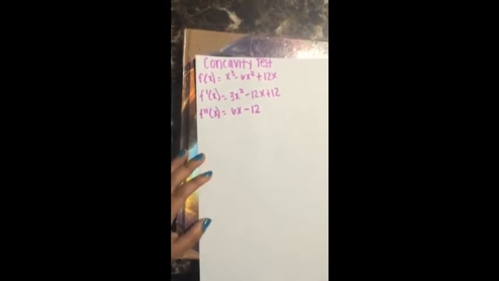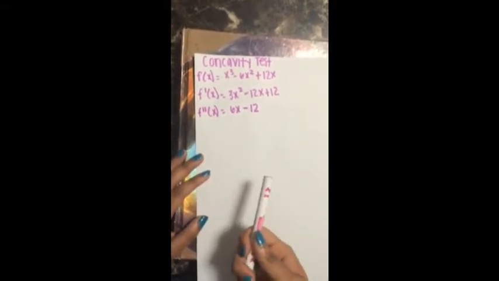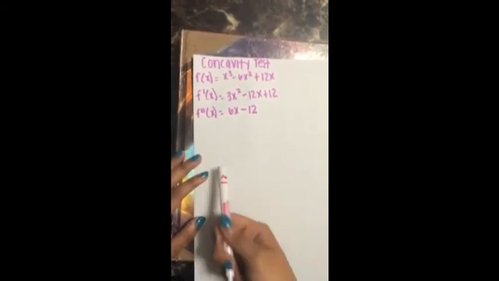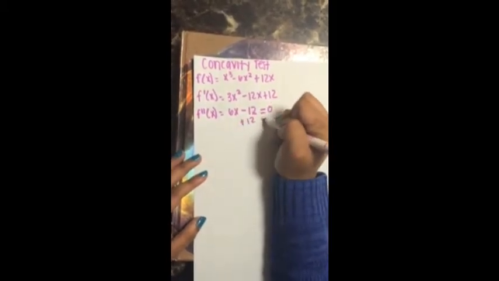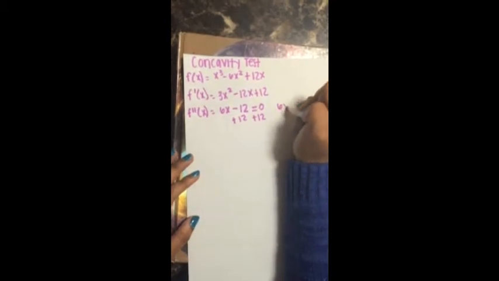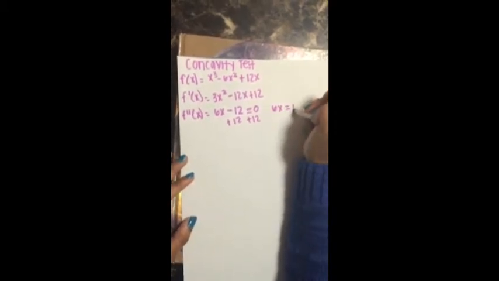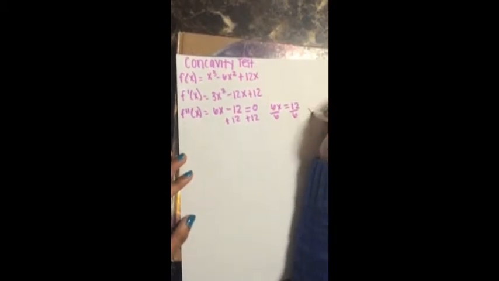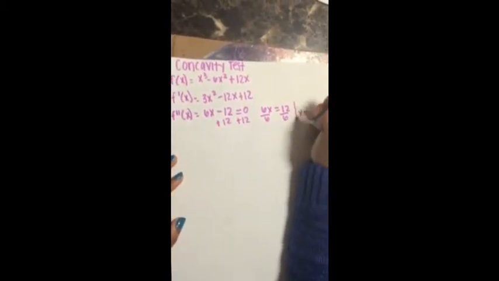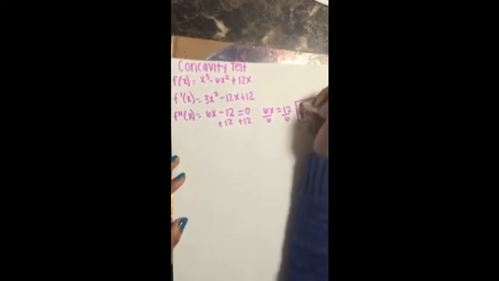And to find possible POIs, we have to set the second derivative equal to 0. So we would add 12 on both sides. We would have 6x equals 12. So now we'll divide by 6. We get x equals 2. So that's a possible POI.